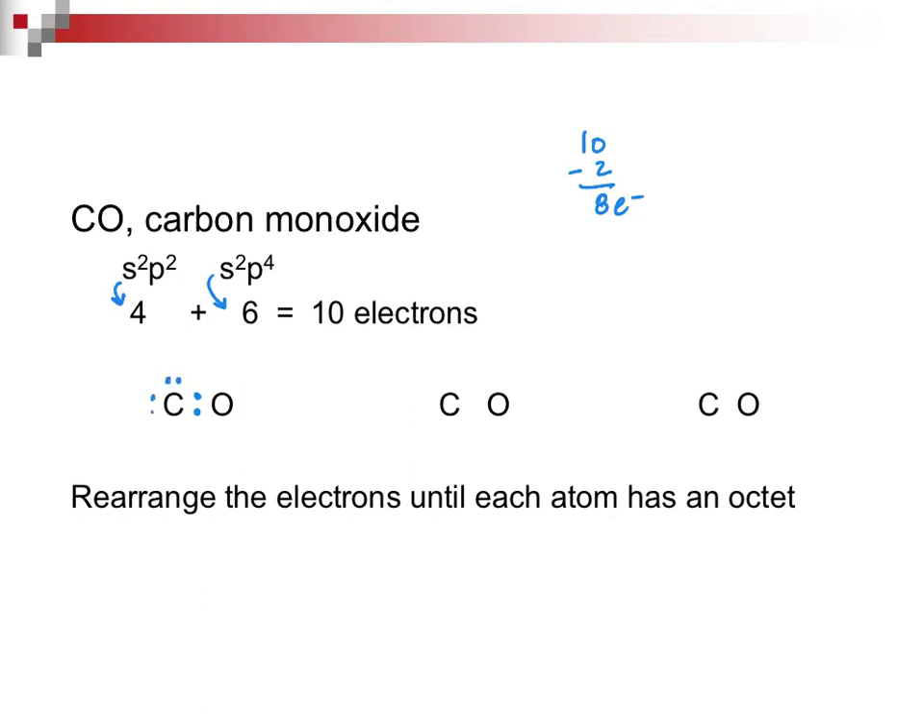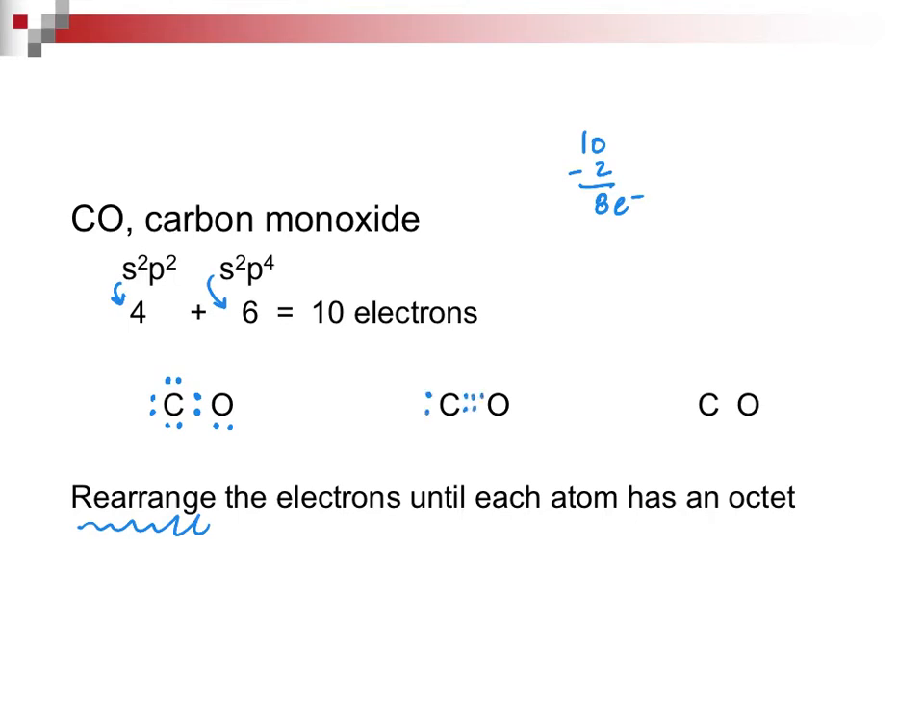1, 2, 3, 4, 5, 6, 7, 8. Ooh, things do not look very good. I only have 4 electrons around oxygen while I have a nice octet around carbon. And what you're going to have to do as you learn to do this is you just have to try things. Rearrange the electrons until each atom has an octet.